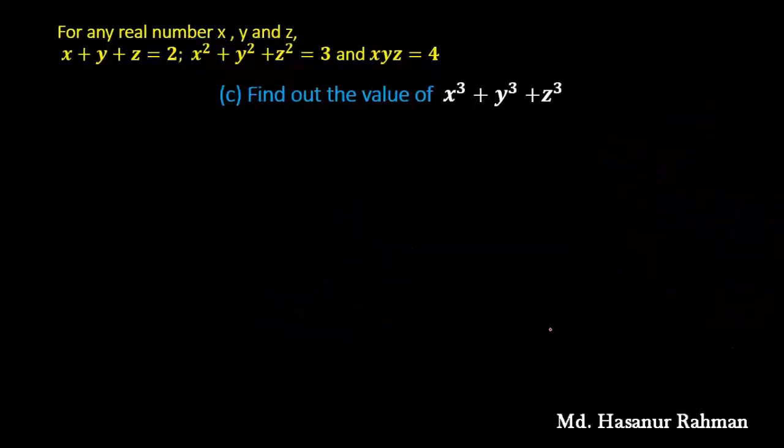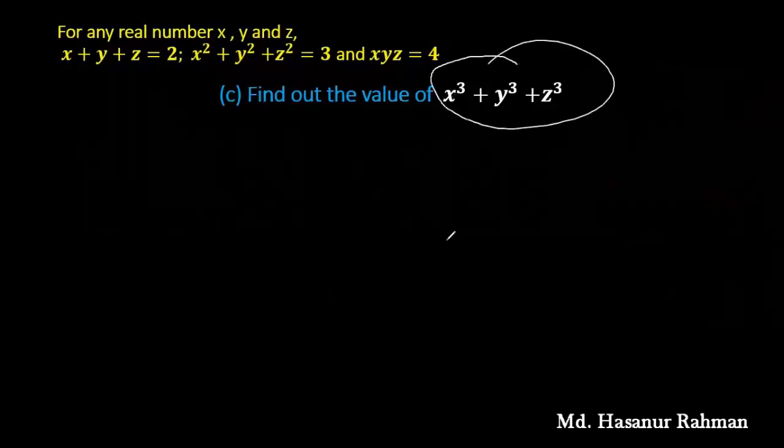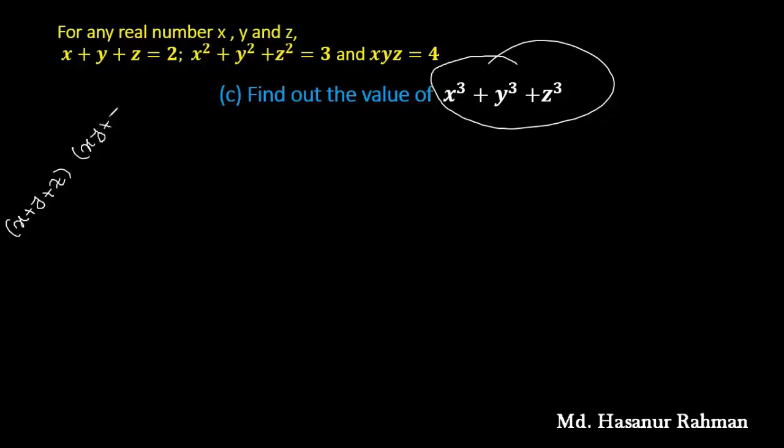Now, number C. Very simple problem. Number C says, find out the value of x cube plus y cube plus z cube. So this is another easy problem. At first, suppose we multiply x plus y plus z into xy plus yz plus zx, what will we get? We know the value of x plus y plus z is 2. And from number B, we get xy plus yz plus zx equal to half.